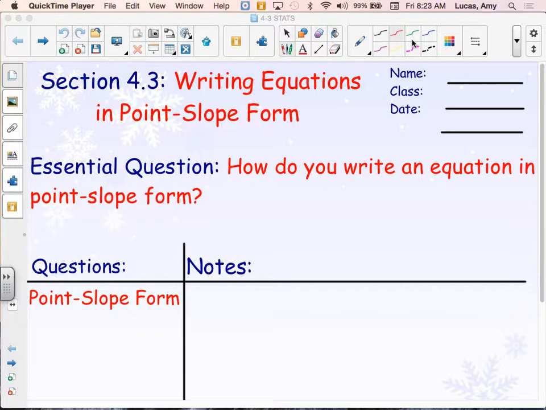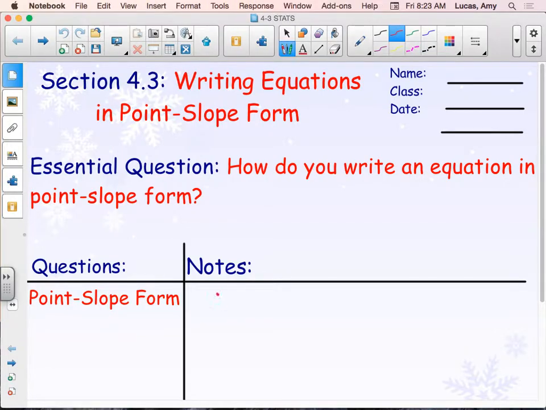This is our third form. We've already learned standard form, and we've already learned slope-intercept form. So point-slope is the third one. Remember, our goal is to be able to use all three forms to convert back and forth between them and to have some choice when you're solving problems. So point-slope form looks like this.